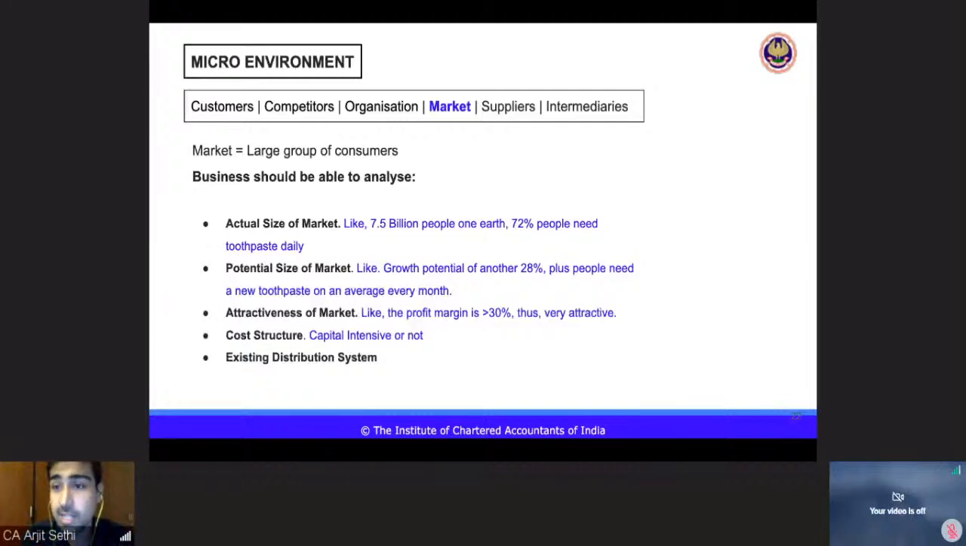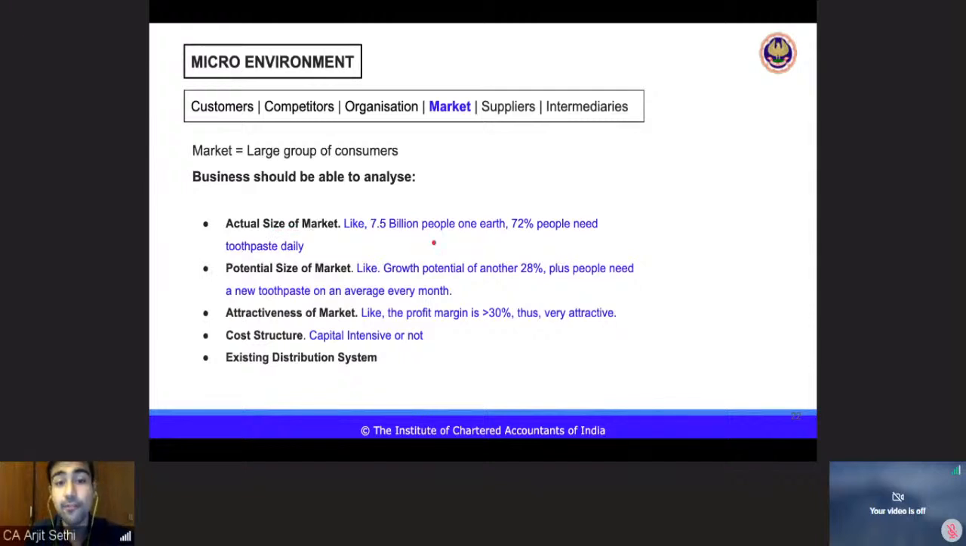So what is the actual size of the market? When a business is talking about market as a micro environment, what should it analyze? If you understand the flow of this session, we are talking about the micro environment. Under that, we are talking about market. And under that, we are talking about what to analyze. What do I have to take care of? What do I have to understand about this component? We have to understand the actual size of the market.